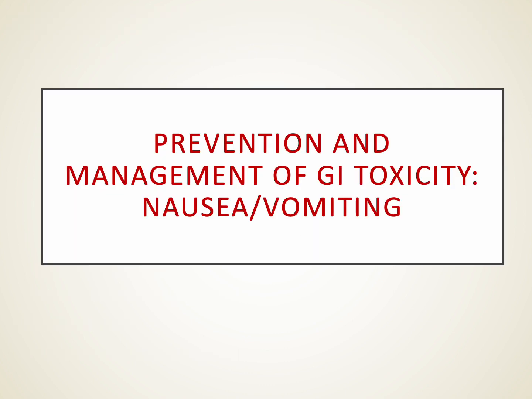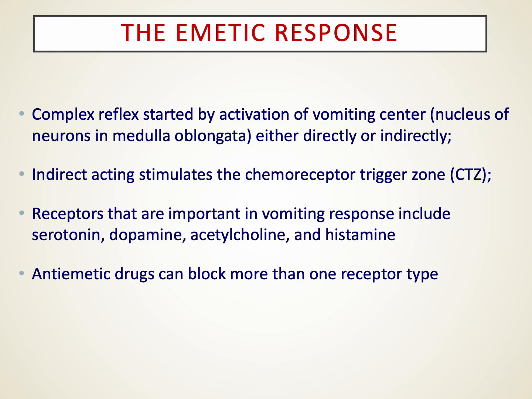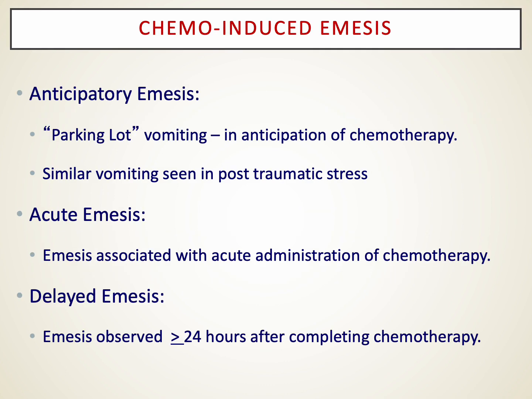So let's start with a little more detail about preventing GI toxicity, particularly nausea, vomiting. We alluded to the emetic response as being sort of a natural response to chemo for patients. I think a lot of patients, particularly some agents, are more emetogenic than others. And when a lot of clinicians think of chemo-induced emesis, they really fall into three broad groupings. One is anticipatory emesis, second is acute emesis, and third is delayed emesis. So let's sort of unpack this.